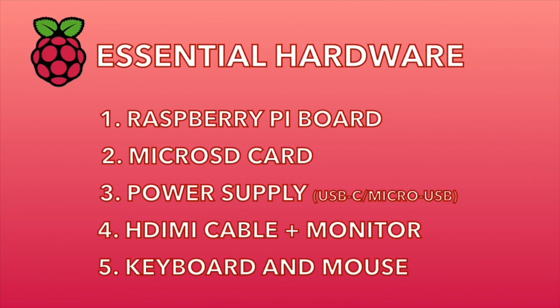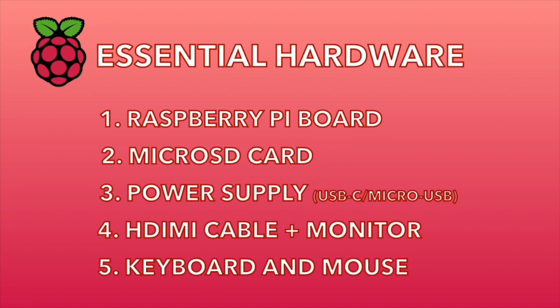Before you can start using a Raspberry Pi, you need to gather a few things. The essential hardware, the stuff you absolutely cannot skip, is the Raspberry Pi board itself, a microSD card of at least 8 GB, a compatible power supply, an HDMI cable, a monitor or TV to plug into, a USB keyboard, and a USB mouse. Without any one of these, you won't be able to get the Pi up and running.